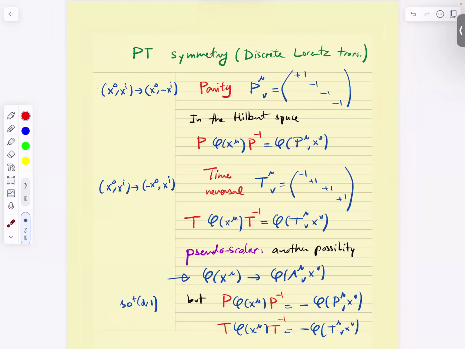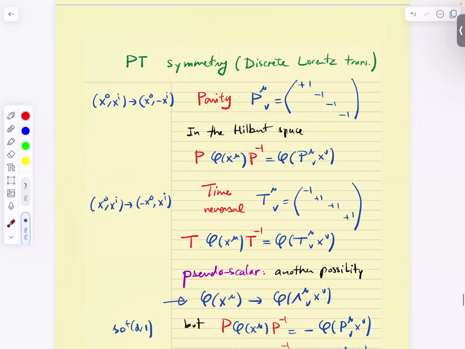All right. So now that we talked about C, it's always good to put it next to P and T and talk about things. So what is parity? Parity is xi going to minus xi, with x naught unchanged. In terms of the fundamental, these were, if you remember, the things that were taking us between the different connected pieces of the Lorentz group. So this is what that matrix is in the fundamental representation of the Lorentz group.